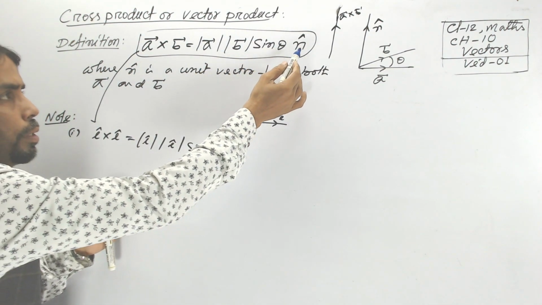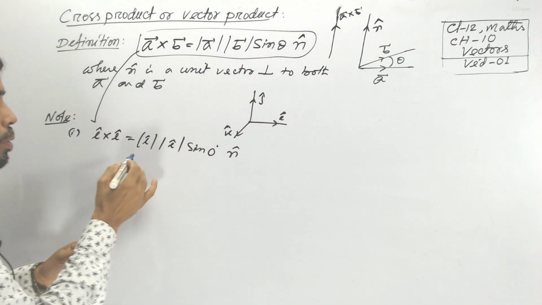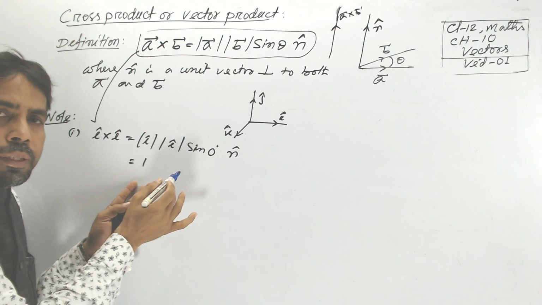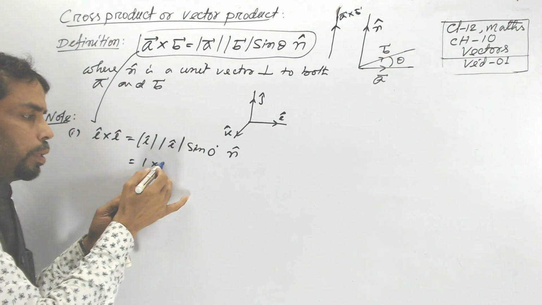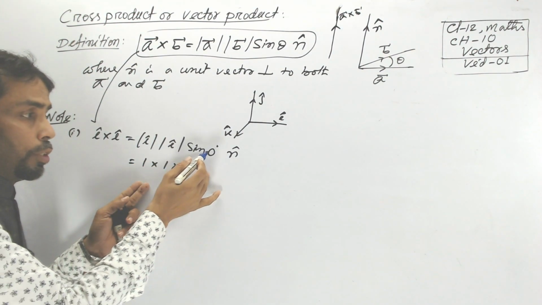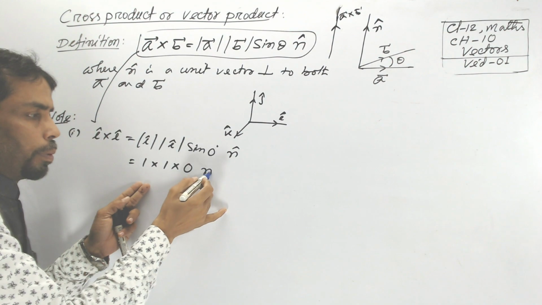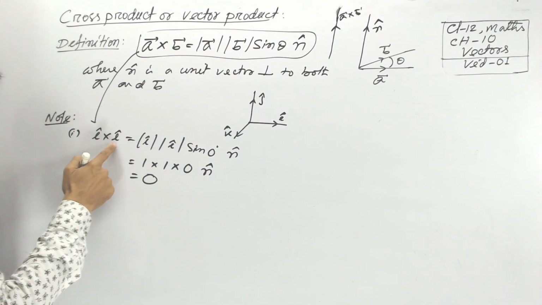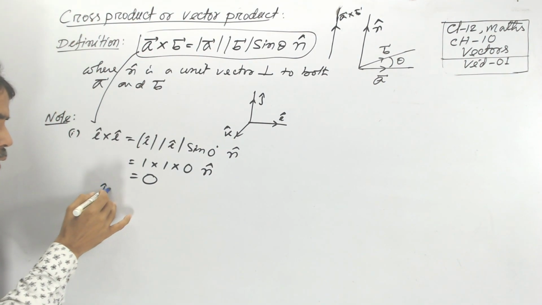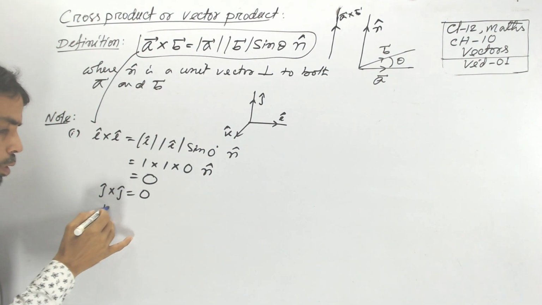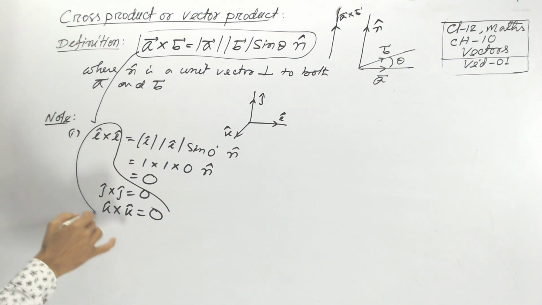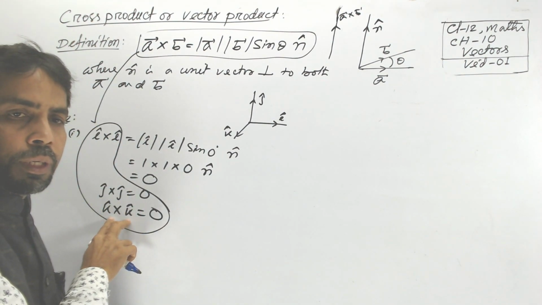By definition, they have n cap. The magnitude of i is 1, which we have discussed. i, j, k are unit vectors, their magnitude is 1. So for i cross i, the magnitude of i is 1, again magnitude 1, sin 0 angle is 0, into n cap. That means 0 into anything will be 0. So i cross i is 0. In the same way, j cross j gives 0, and k cross k also gives 0. So remember, whenever we get the same vectors, the cross product is 0.